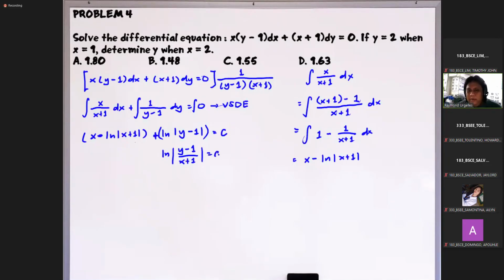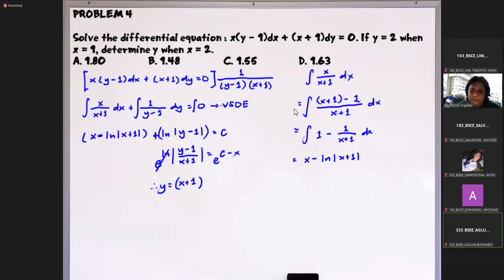So then this will be equal to c minus x. Nilipat ko yung x dito sa kabila, so this is c minus x. Then para matanggal natin yung ln, we just raise this from e, so then this will cancel. Then solving for y, you will get y will be given by x plus 1 multiplied by, dito pwede natin gamitan ng property of exponential, yung laws of exponents na tinatawag natin.